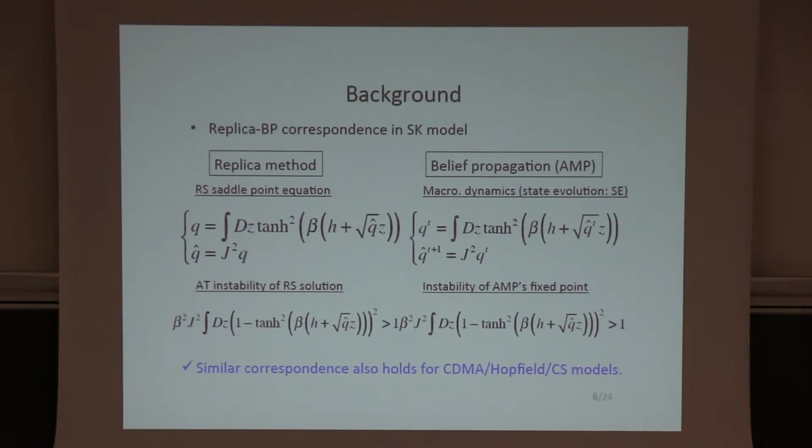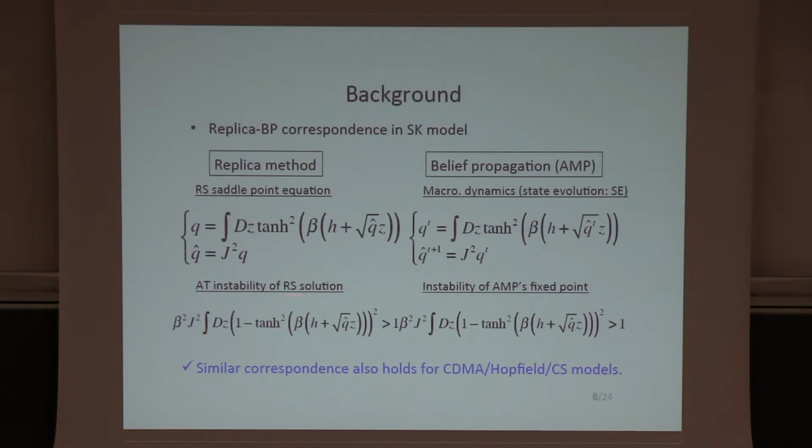So, we have two formalisms. First one, the replica method. This is for the statistical analysis, and belief propagation is some kind of dynamical analysis. But you can see that comparing the two, they are very similar. Okay, in the case of the AMP, the macroscopic dynamics is described by just iterative substitution of the replica symmetric saddle point equation.